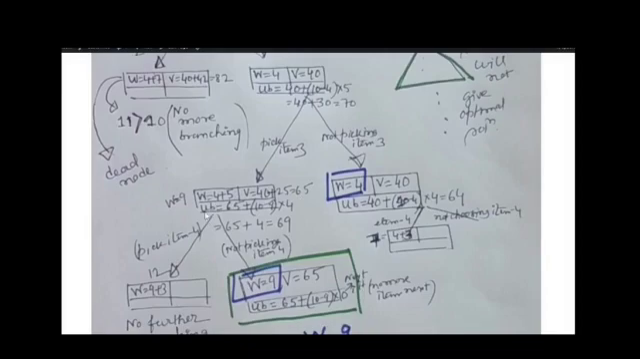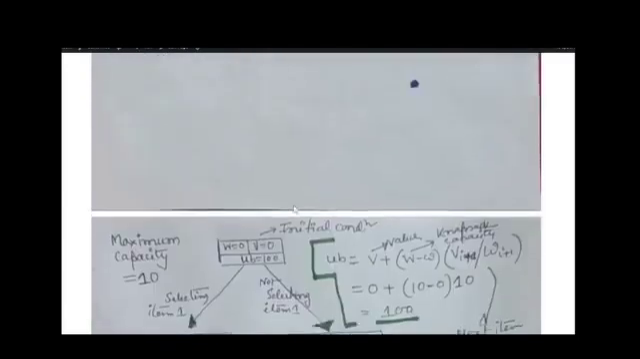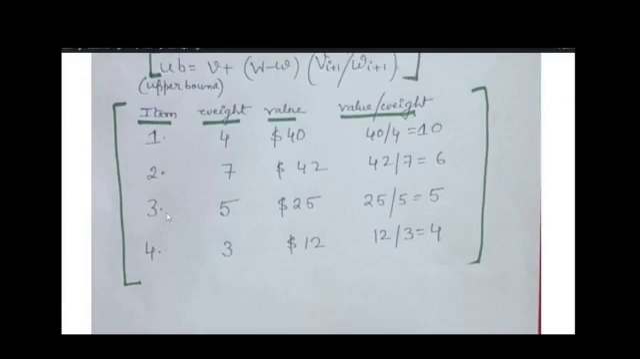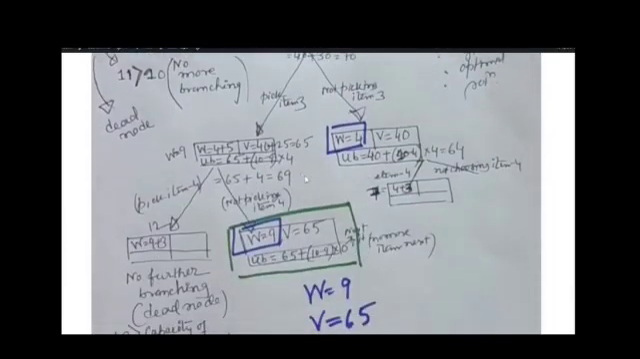And what will be the upper bound? The upper bound will be the current value plus 10, the size of the knapsack, minus the weight that has been picked until now, which is nothing but 9. So 10 minus 9 into Vi plus 1 divided by Wi plus 1. That means the next item's value by weight. The next item's value by weight, since we are dealing with item 3, is 4. So it will be 4 into 4, which comes to around 69.